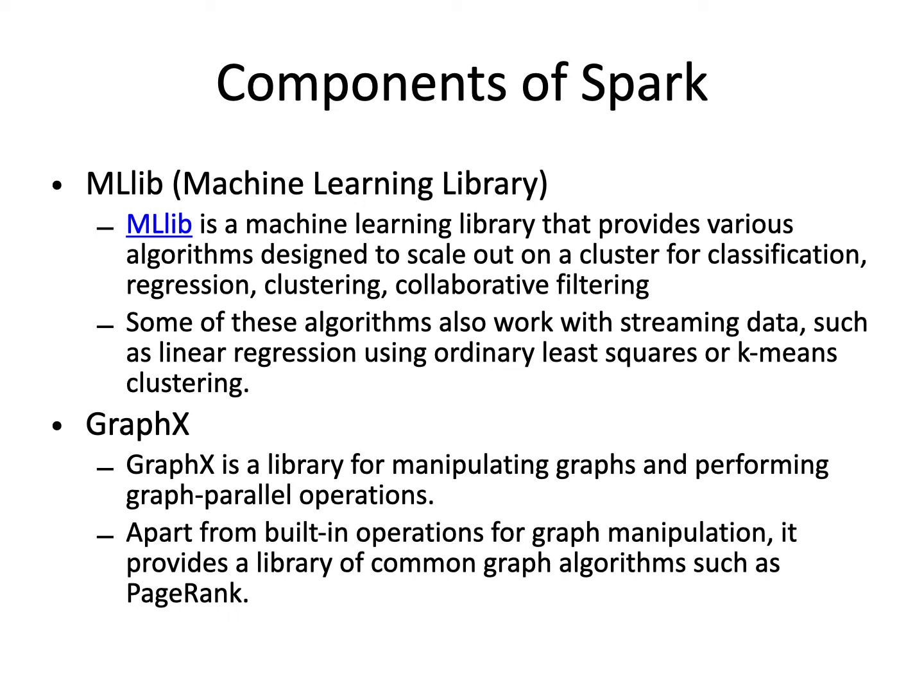And another important component of Spark is the machine learning library. MLlib is the machine learning library which provides various algorithms designed to scale out on the cluster for classification, regression, clustering, and collaborative filtering, which is a core component of data analytics. Some of these algorithms also work with streaming data, such as linear regression using ordinary least squares or k-means clustering. We can use lots of machine learning algorithms using MLlib to run machine learning tasks.